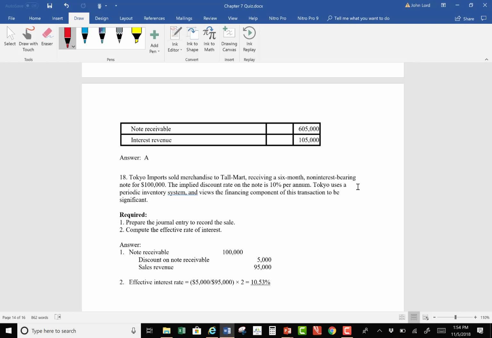Question? Why is it multiplied by 2? That's to annualize it. Thank you for asking that. When you call out effective interest, you call it out as an annualized rate. So since our interest rate was 5,000 divided by 95,000 for 6 months, to annualize that, you multiply it by 2.